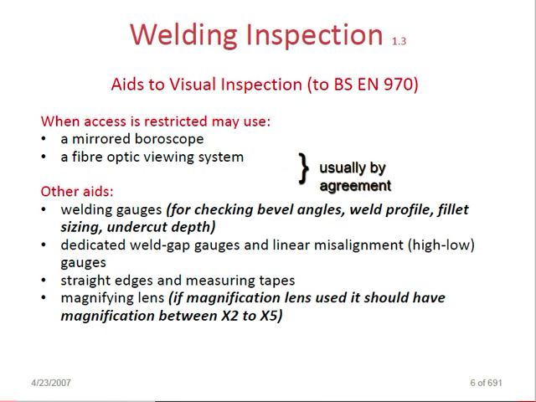If a magnifying lens is used, it should have a magnification between x2 and x5, 2 times or 5 times. If you see any object, it should appear magnified 2 times or 5 times. It's called a magnifying lens. We can see any defect very clearly.